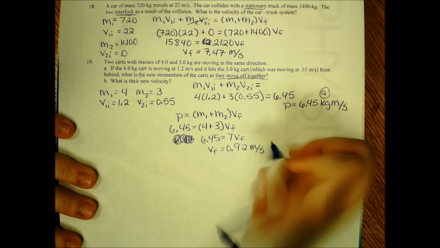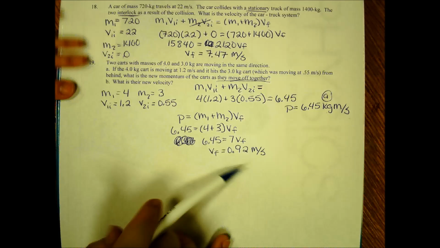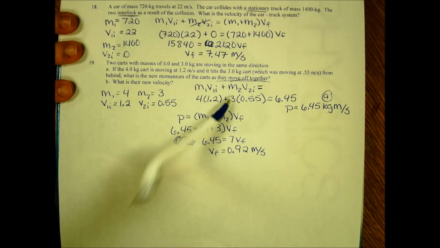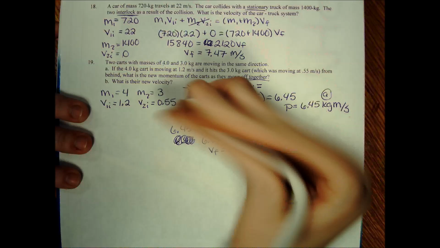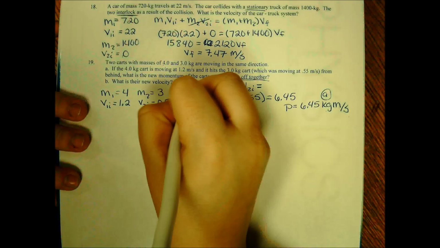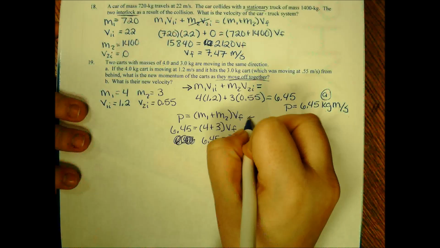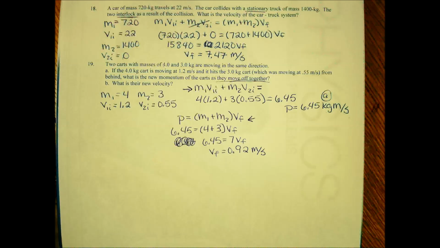The way I worked this may seem kind of weird, but I just broke the big momentum equation down into two chunks. This was before the collision, and this was after the collision. And they have to be equal to each other because of the conservation of momentum.